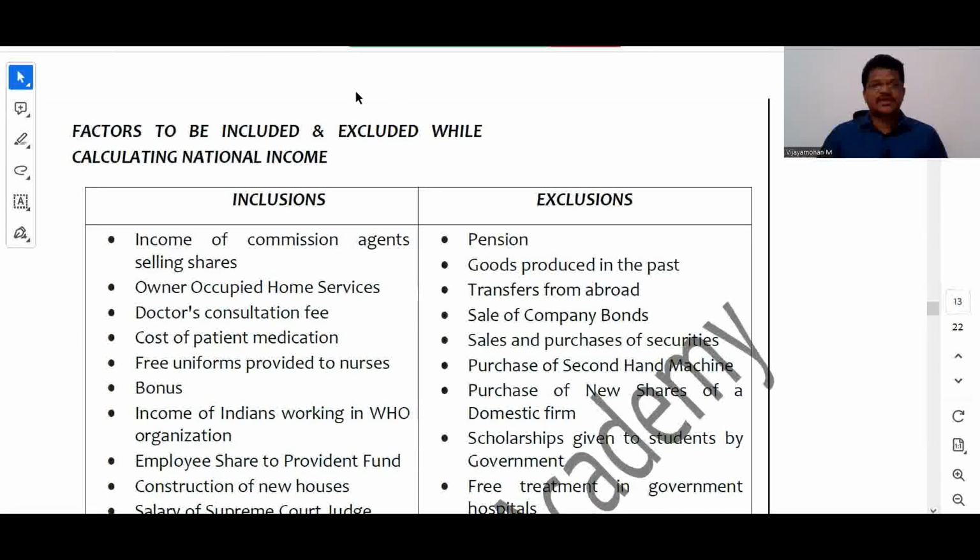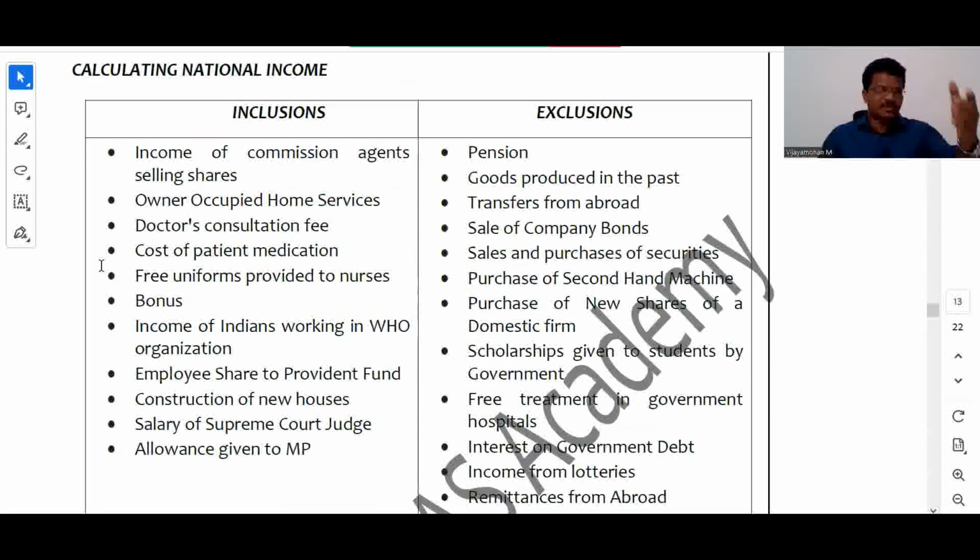I have tried to provide in one table what are the items that you need to include and what are the items that you need to exclude while calculating the national income, distilled from the three methods. So just pause the video and try to see the inclusions and exclusions. I'll upload the document also, you just go through it. I don't want to repeat it again. Whatever we have discussed in the three methods will be available here, right?